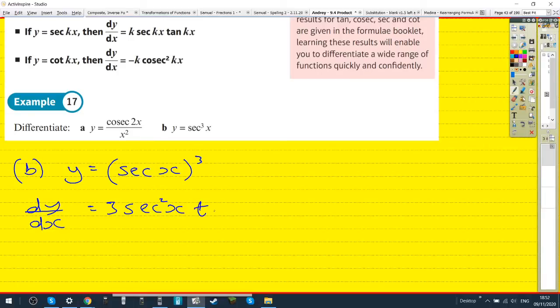Okay. So tan x. If you use the formula from the start, we have to times by the function inside the function. What is the derivative of sec x?